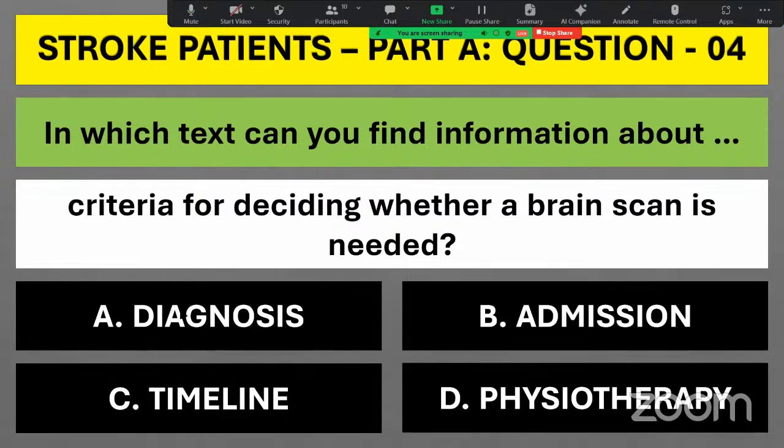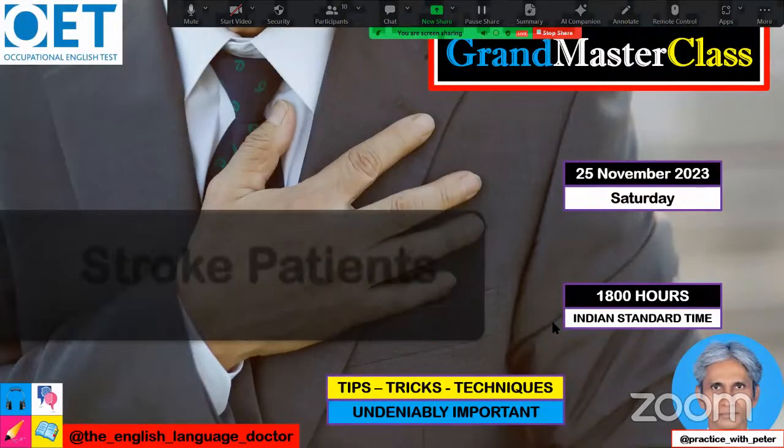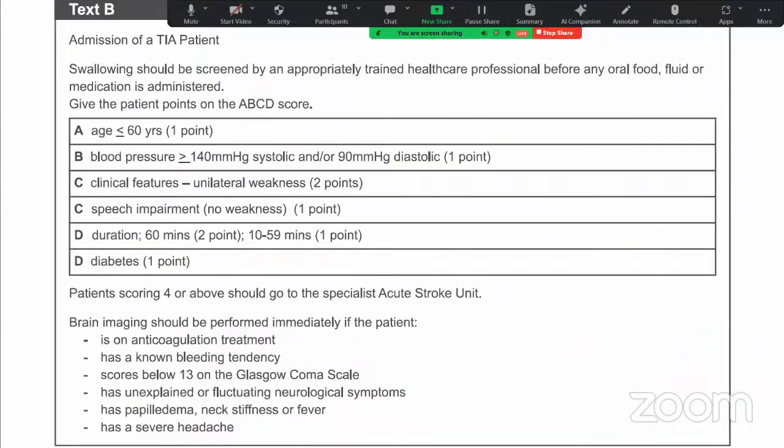That's very important. So you go for admission. There you'll get it, so you can check here. Upon admission, you know what you should do and what you should not do. Age, blood pressure, clinical features, speech impairment, duration, diabetes. All these points: 1 plus 1, 2, 2 plus 2, 4, 5, 6, 7. 7 points.